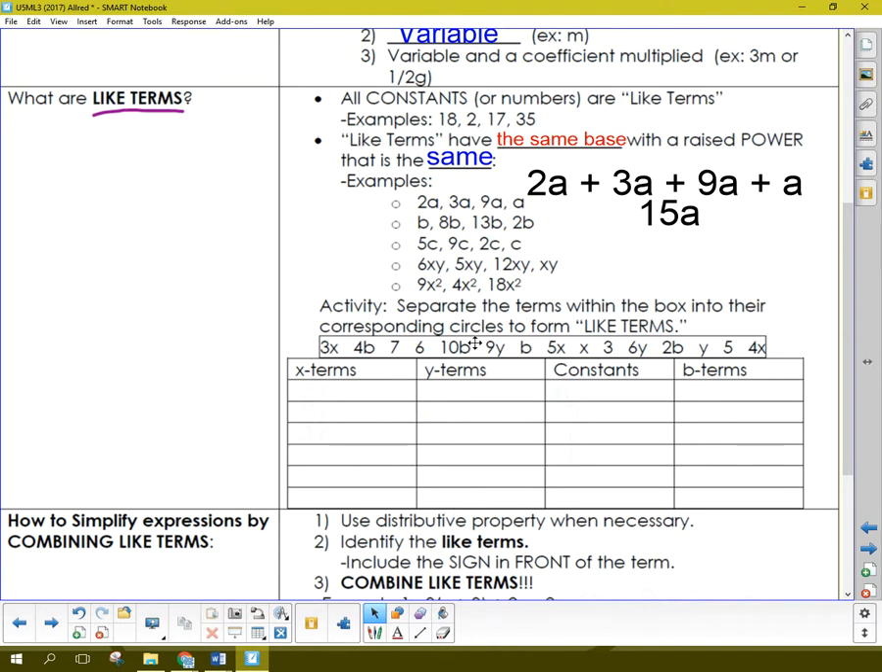Edpuzzle can't really ask you how to do that because it's so long and complex, but I'm going to show you what I got when you're done. So pause your video and try to separate the x terms, y terms, constants, and b terms into this chart.